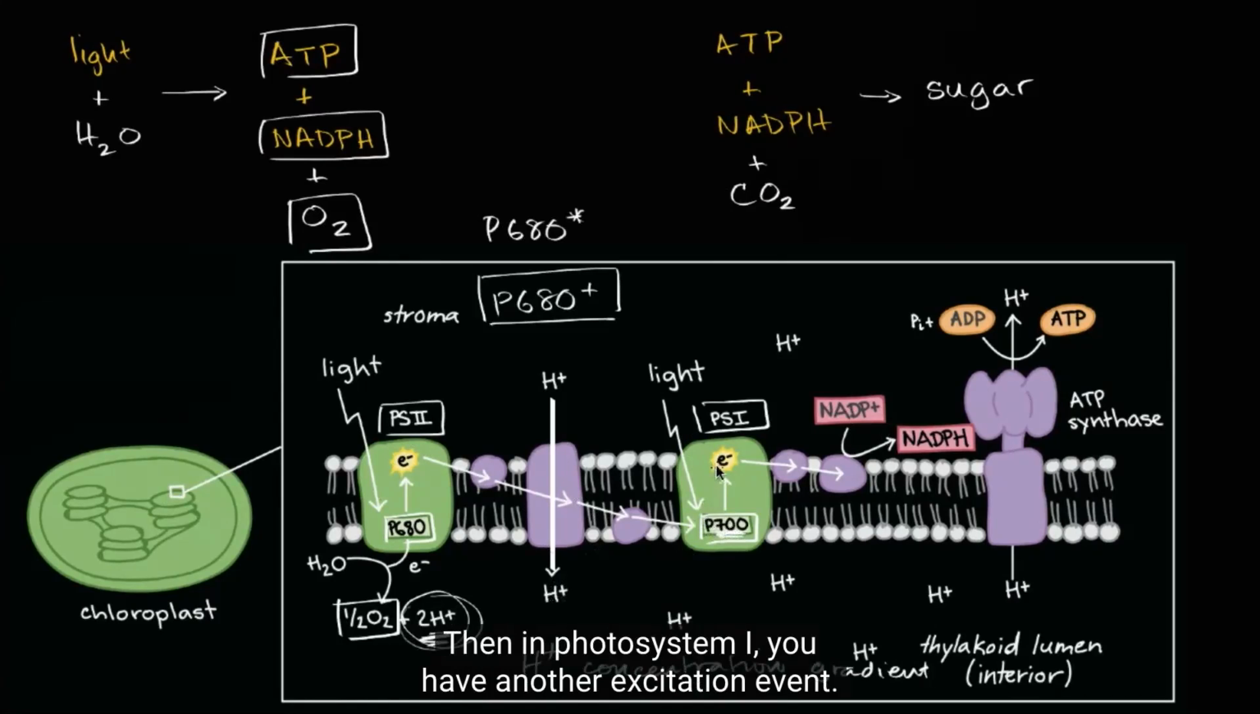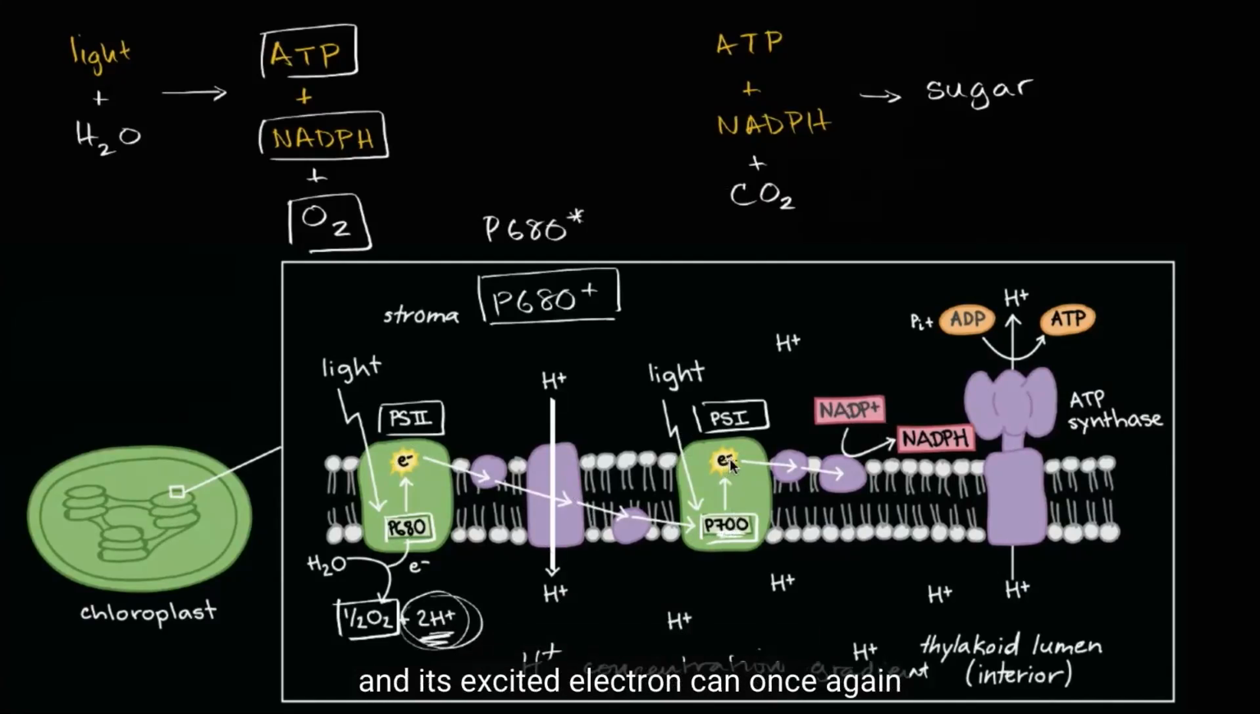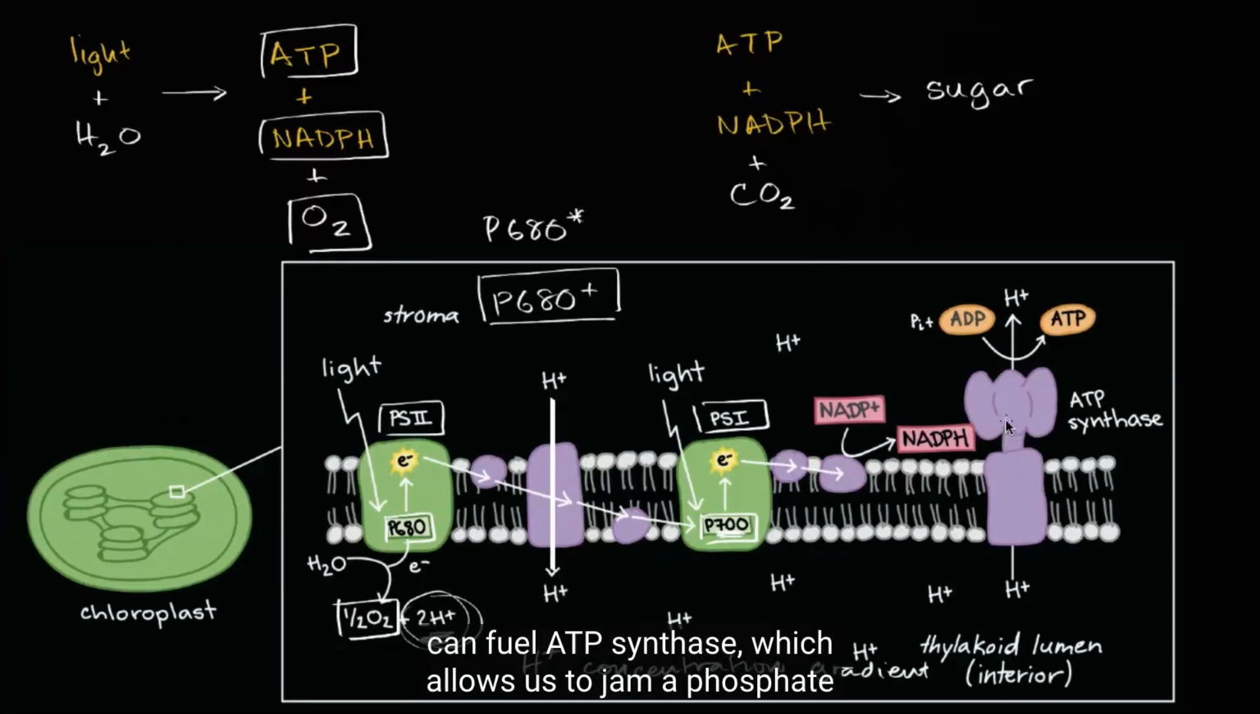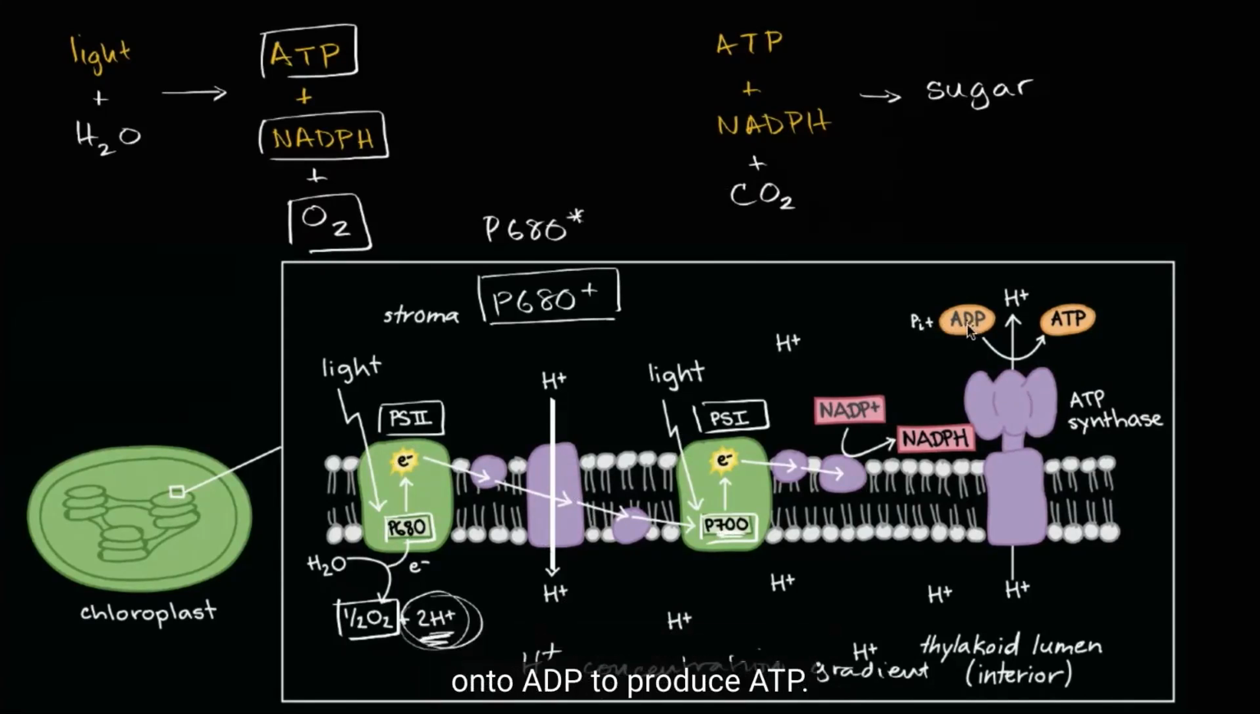Then in photosystem 1, you have another excitation event. That thing that got excited can grab that electron that went to lower energy states, and its excited electron can once again be transferred from one molecule to another in order to provide the energy for NADP plus being converted into NADPH. And once again, the increasing hydrogen ion concentration here can fuel ATP synthase, which allows us to jam a phosphate onto ADP to produce ATP. So that is where we actually get all of these things, and the byproduct, of course, is our oxygen.